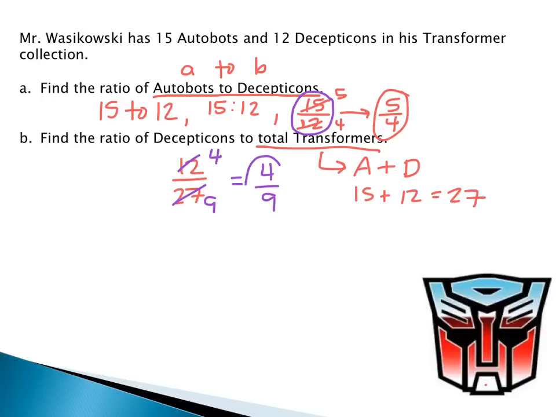Okay, so that means the ratio of Decepticons to the total number of Transformers is 4 to 9. So if I were to have 9 Transformer action figures, I would have 4 Decepticons, and 5 of those 9 would have to be Autobots. Well, that kind of goes back to what we said in the first example. Notice how we can use these ratios to represent or compare two different things.